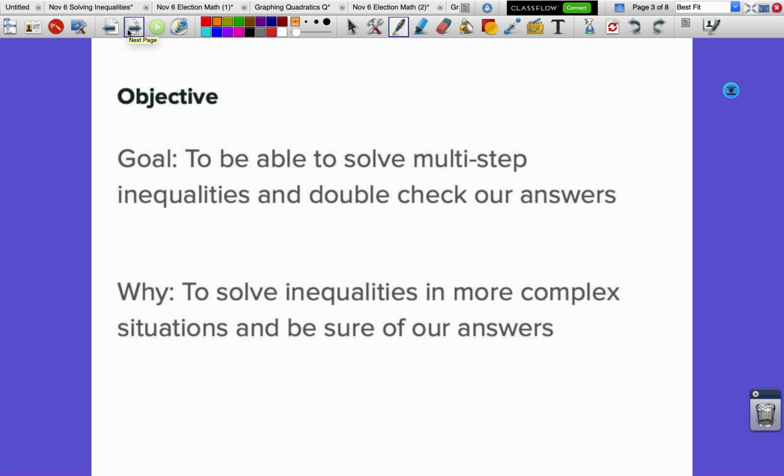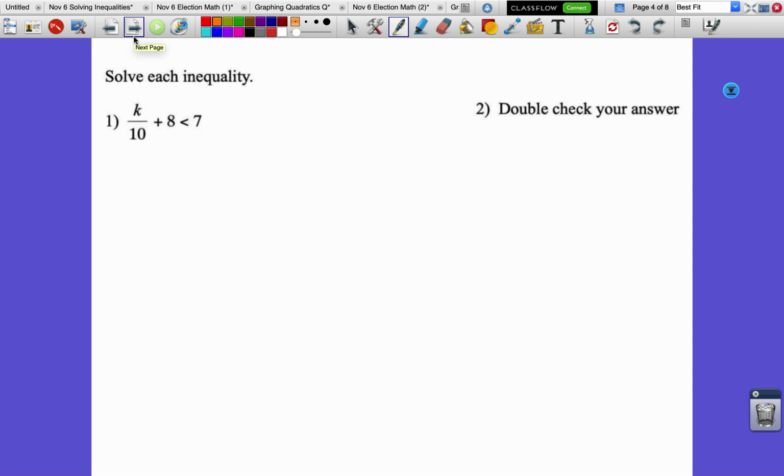All right, our goal for today is to be able to solve multi-step inequalities and double check our answers. Why are we doing this? To solve inequalities in more complex situations and to be sure of our answers. Very important this year that we know how to double check our work, since I won't always be there to look over your shoulder and see if you're doing things correctly. All right, so copy this one down into your notes. Let's solve it, and then let's double check it.